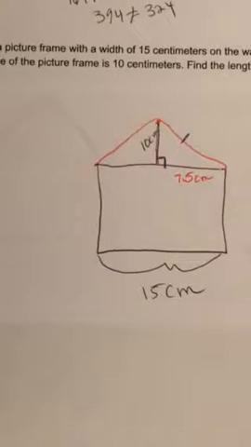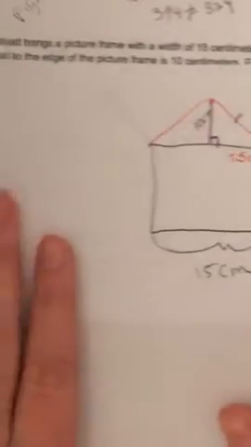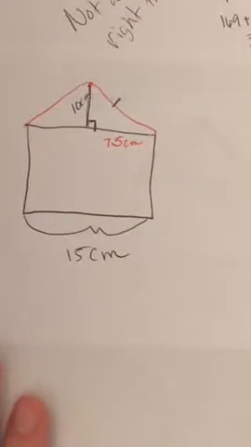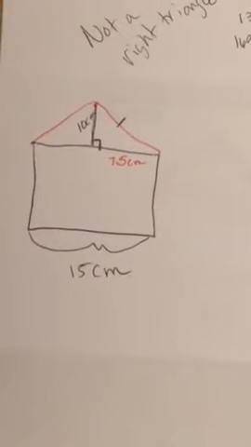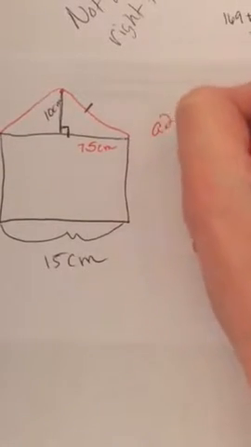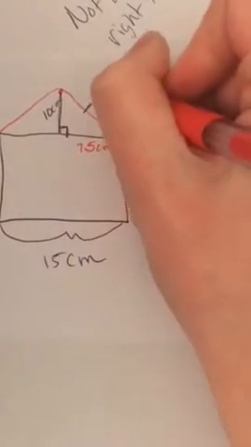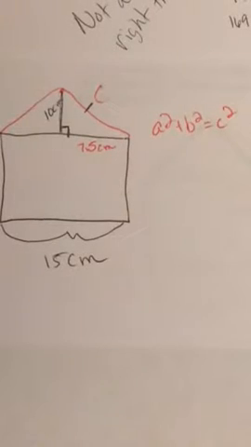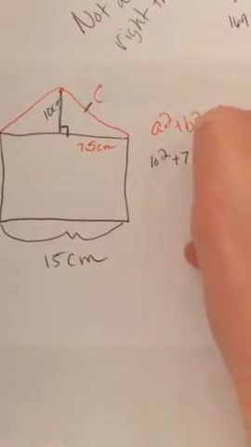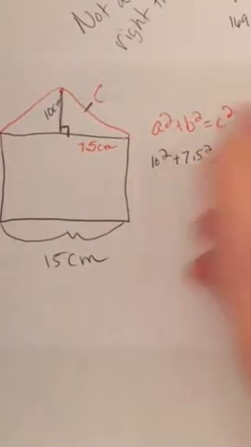Now I have a right triangle, so I can do my a squared plus b squared equals c squared. I'm going to do it off to this side, so let's move all this over. So I have a squared plus b squared equals c squared. Notice that the one I'm trying to find is c, because it's across from the 90-degree angle. So I have 10 squared plus 7.5 squared equals c squared.